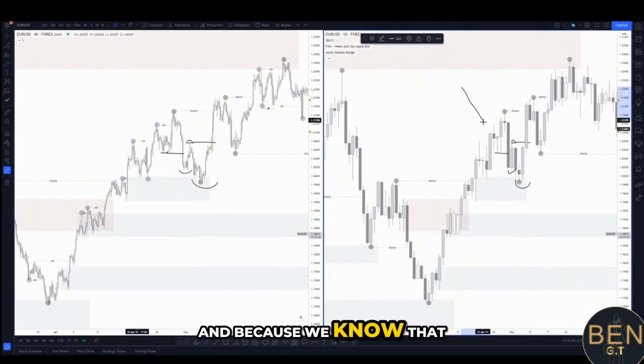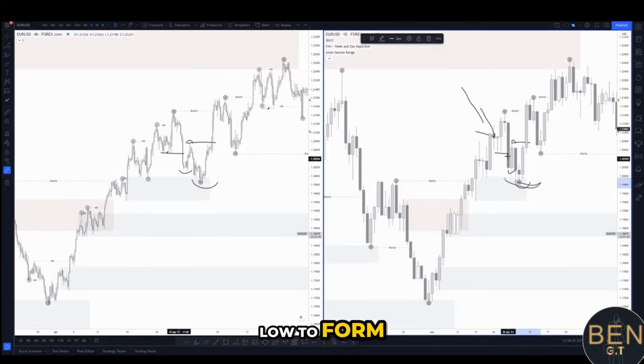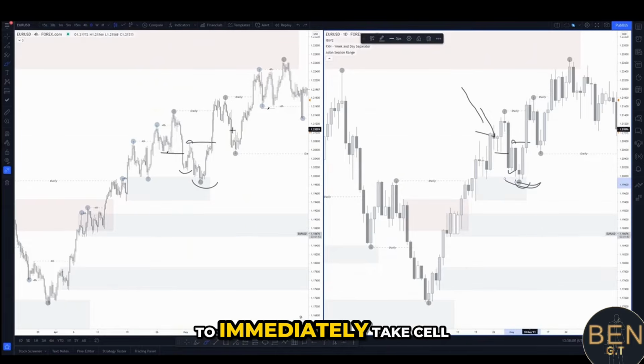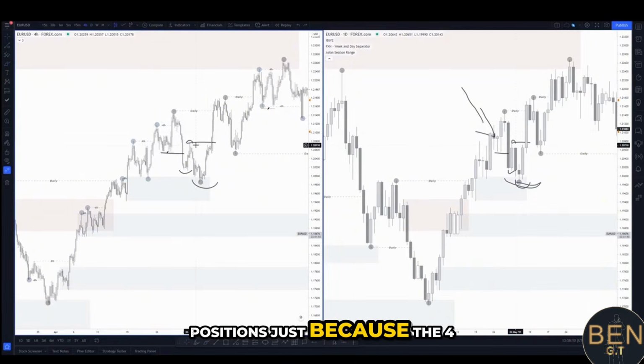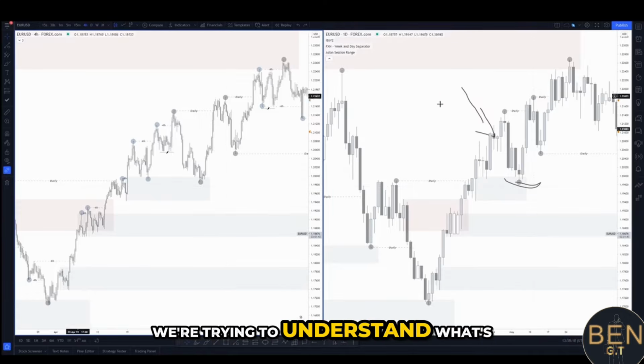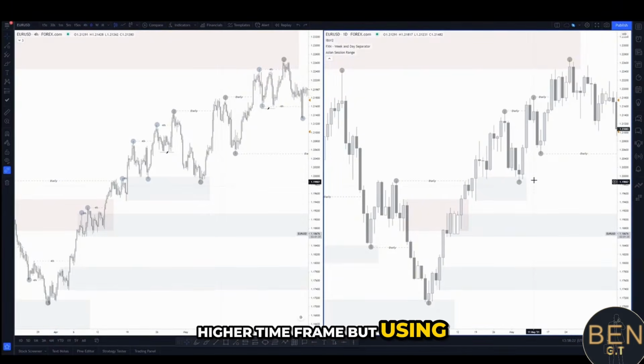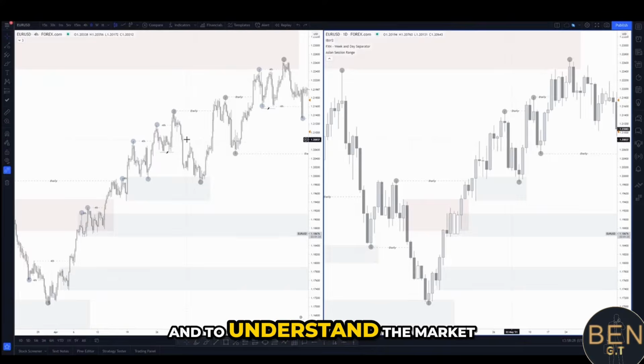And because we know that the daily chart is now in a bull trend and we're expecting a higher low to form and price to continue moving to the upside, we would not be looking to immediately take sell positions just because the 4-hour is switching bearish. Because again, this is the importance of understanding multi-time frame market structure. We're trying to understand what's happening on the higher time frame. We're trying to trade in line with that higher time frame, but using the lower time frame to gauge where entries may be possible and to understand the market structure.